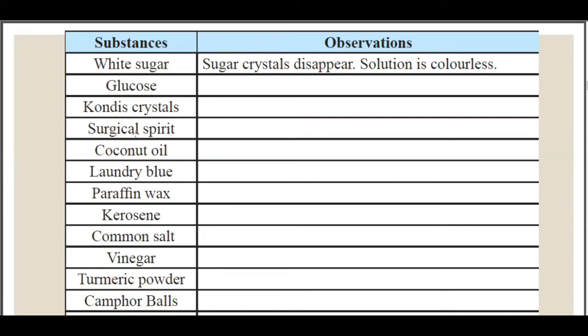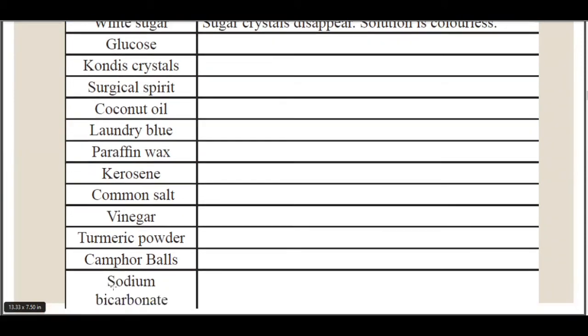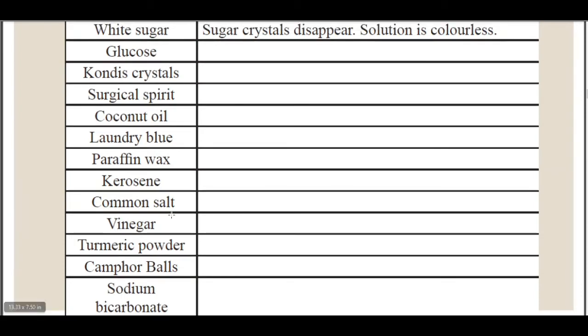Then surgical spirit, you know that, right? Then coconut oil. Then laundry blue. Laundry blue means what we call in Sinhala nil kudu, the blue we add to white clothes. Then paraffin wax, kerosene, common salt, vinegar, turmeric powder, camphor balls, and then sodium bicarbonate. This is also present in our school laboratory. Most of these things can be found at home.